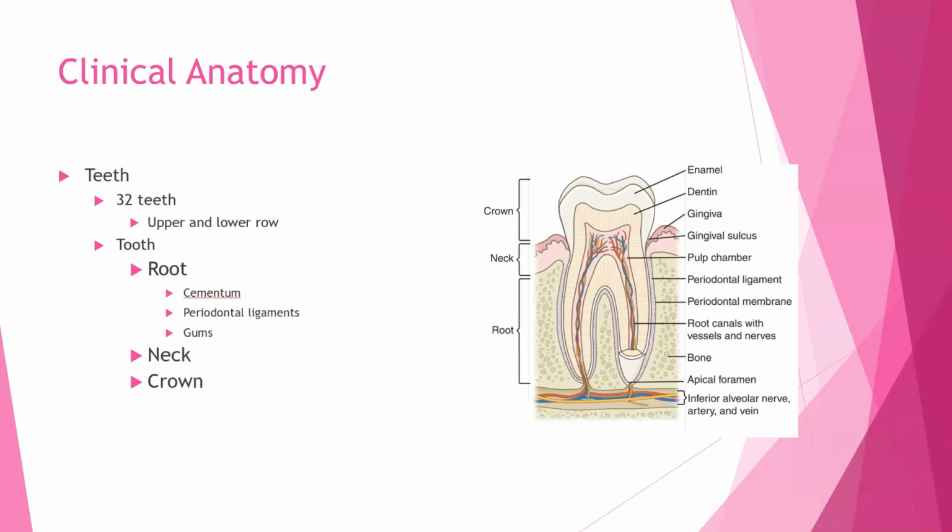And then the crown is composed of enamel and dentin. So all these are important.